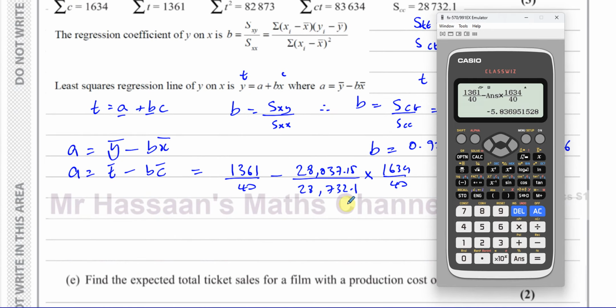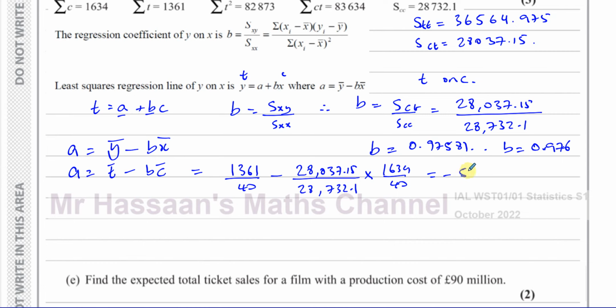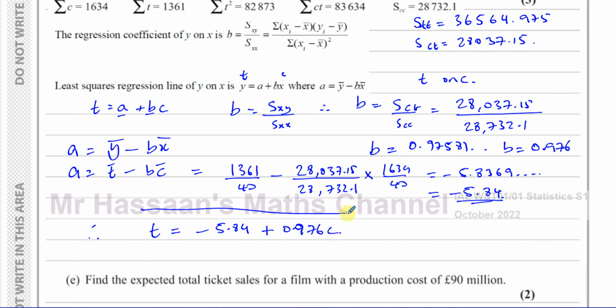So we can see from this that A equals minus 5.8369. So that's going to be, to 3 SF, minus 5.84. So therefore we can say that our equation is T equals A, which is negative 5.84, plus B, which is 0.9976 times C. And that's exactly what we had to show.